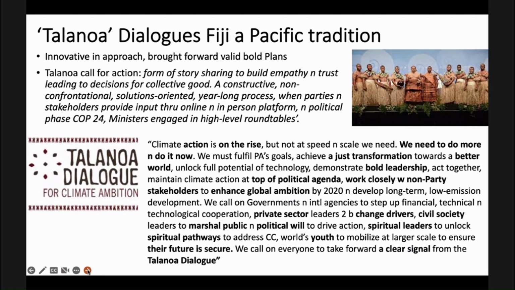Spiritual leaders should unlock spiritual pathways to address climate change. The world's youth were called to mobilize at a larger scale to ensure their future was secure. And it called on everybody to take forward a clear signal from the Talanoa dialogues. For me, this particular set of actions is probably more important, even though there was no formal sign-off, there was consensus being built, and we need to take this forward.